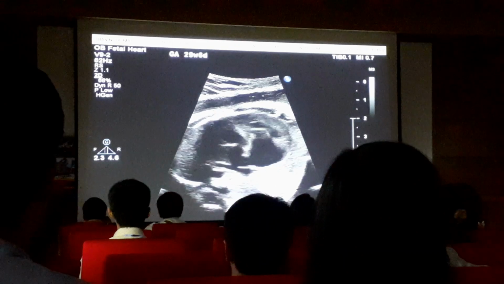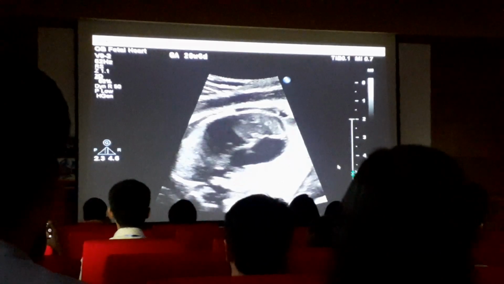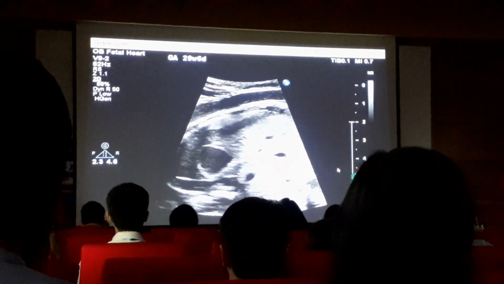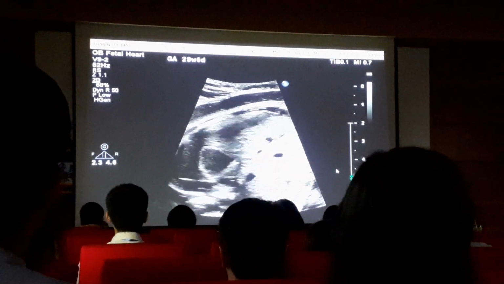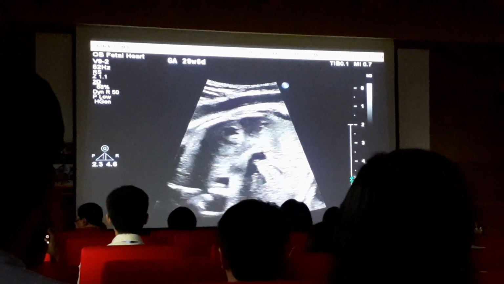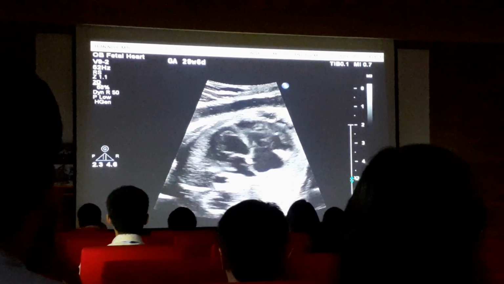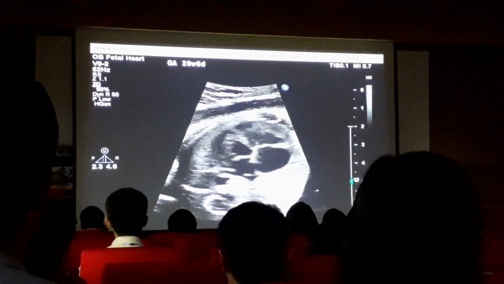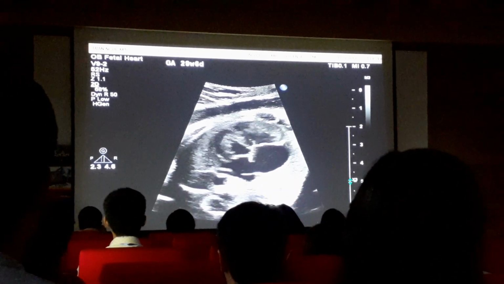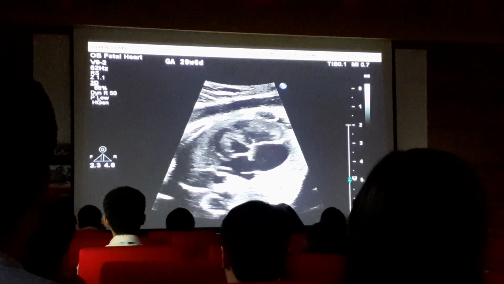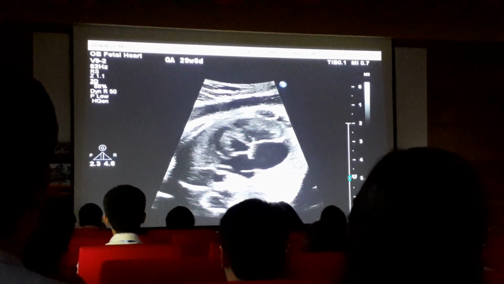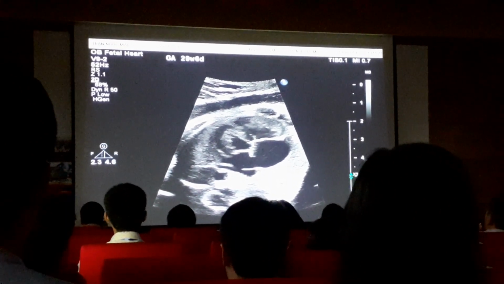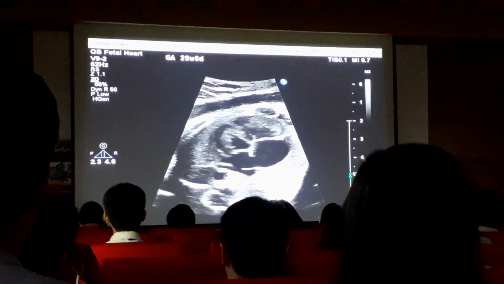Since it's my impression that it's abnormal, I'm going to quantify that with the cardiothoracic ratio. So with the heart in diastole, I'm going to draw an area.